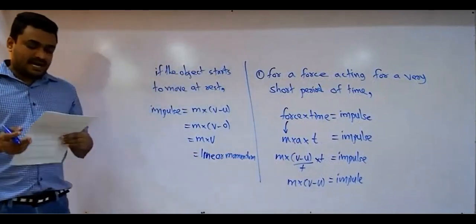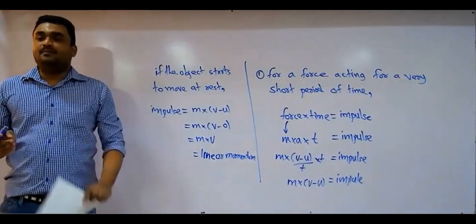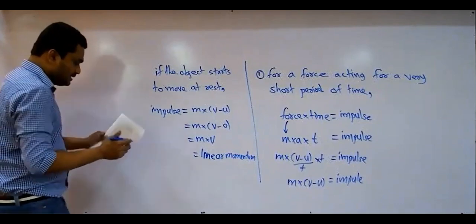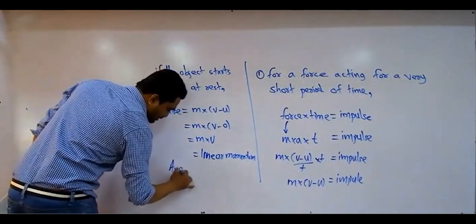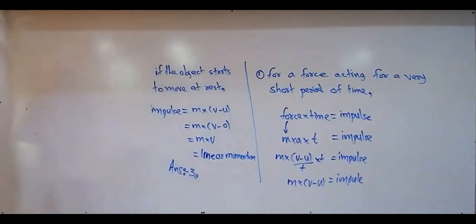Got it? So what is the answer for the first question? The momentum has the same units as impulse. Answer is 2. Answer is 3. Just write them all. But it is not saying that the object starts to move at rest. So that's the nature of the exam. You have to imagine some part of the things.